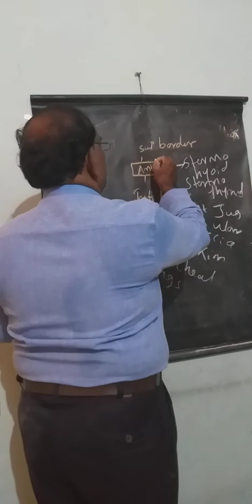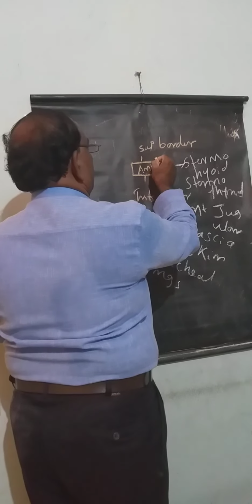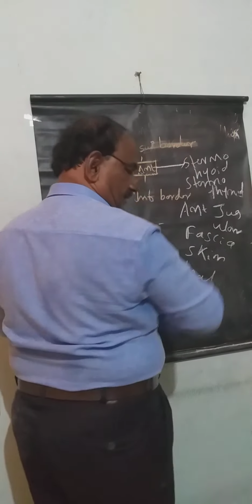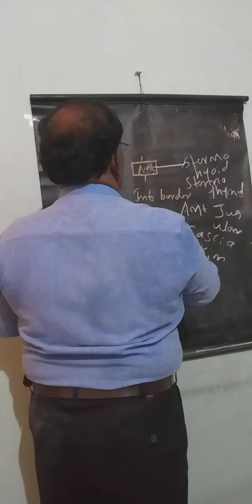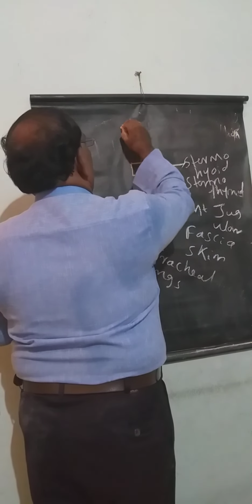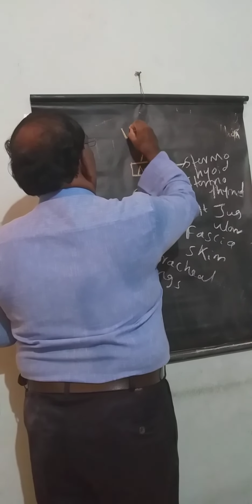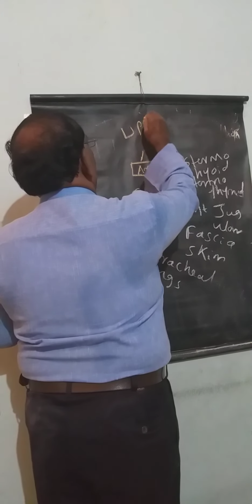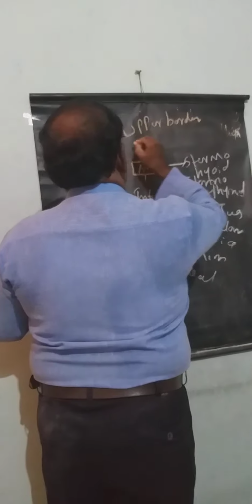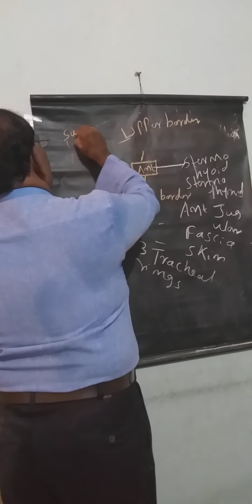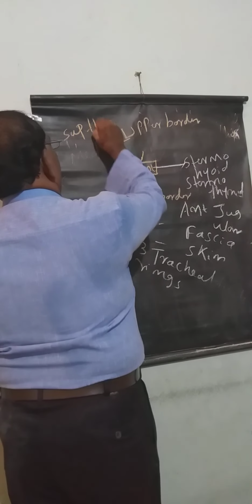Upper border. There is the superior thyroid artery. It is called the upper border. The upper border has the superior thyroid artery.